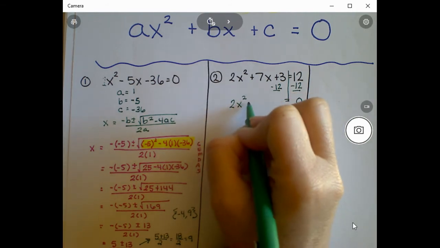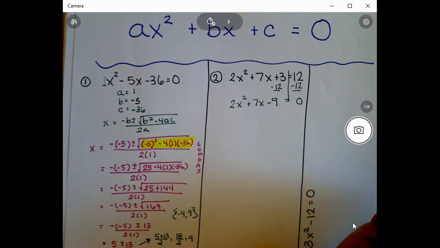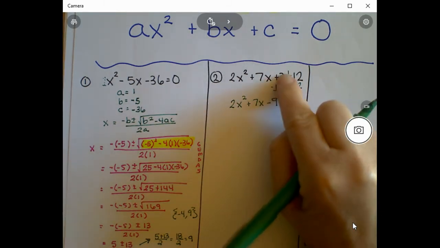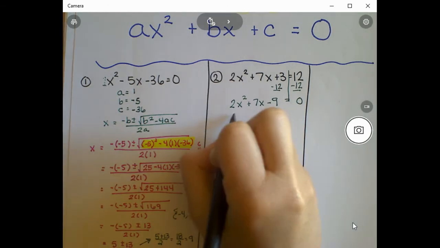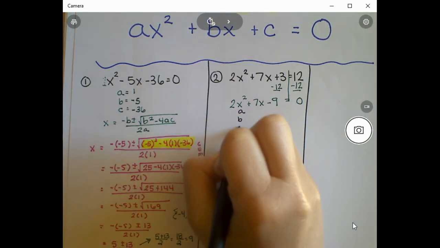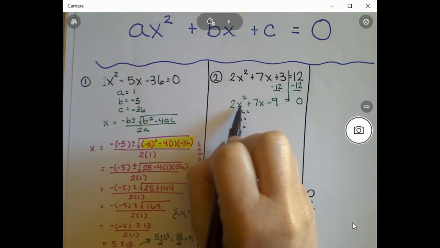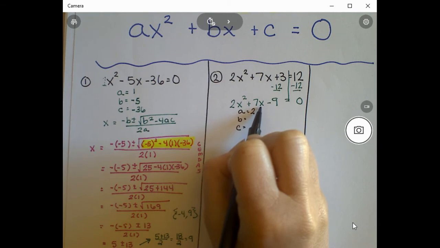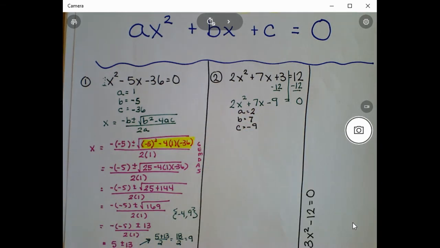2x squared plus 7x minus 9 equals 0. I subtracted the 12 from 3 because those are constants. They don't have a variable, so they are like terms. Now we can determine a, b, and c. A is the coefficient of x squared, so 2. B is the coefficient of x, 7. C is the constant, -9.